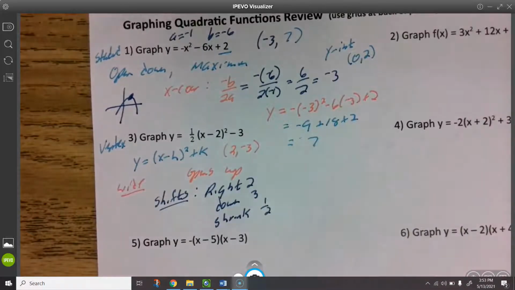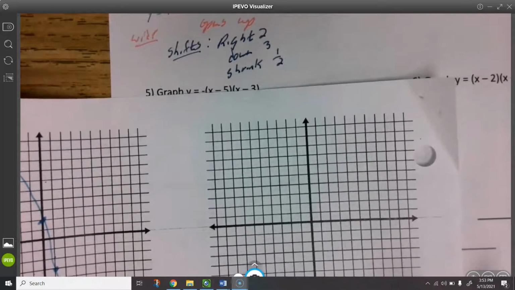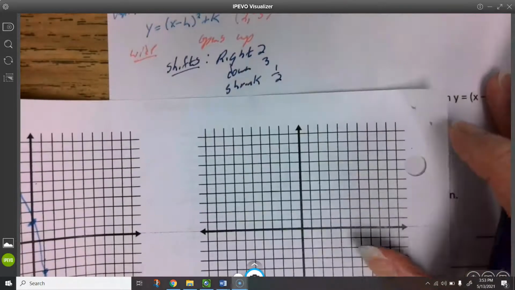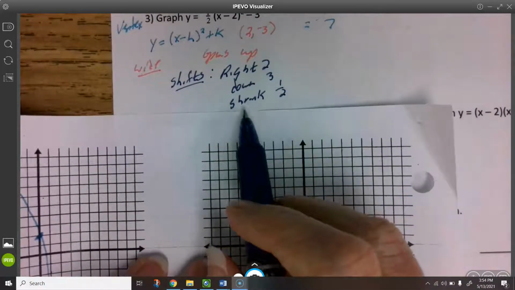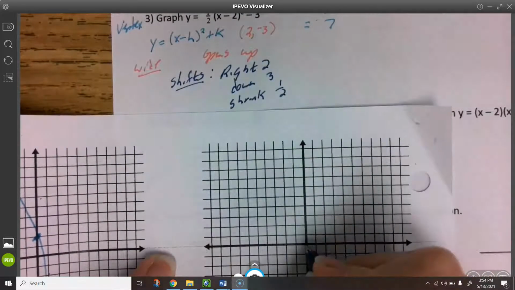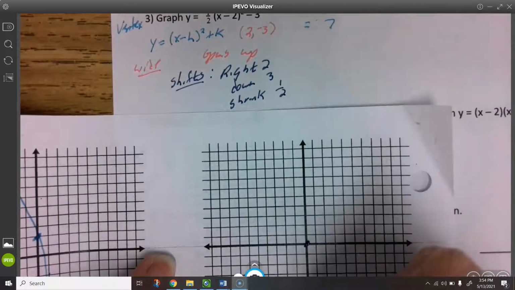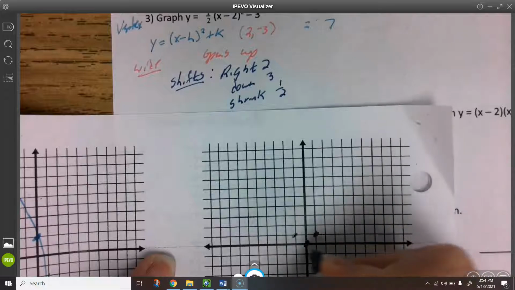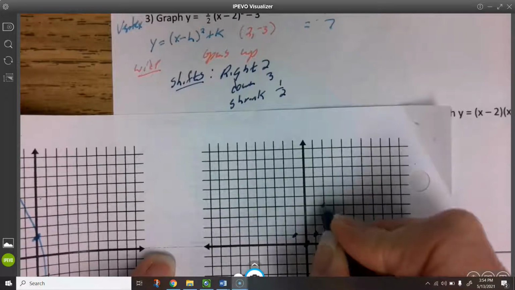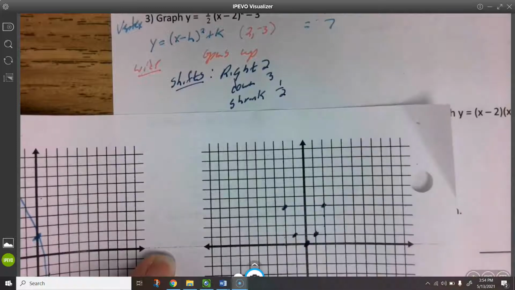Okay, let's plot our parent function. So I'm going to go to the piece of the grid paper now, and I'm going to do the shifts. Remember, to start with the vertex, what I think is the most fun too, is that we actually plot the parent function. And this one opens up, right? If it opens down, I sometimes do the parent function down. So there's (0, 0), (1, 1), (-1, 1), and (2, 4), (-2, 4). Okay, that's my parent function.